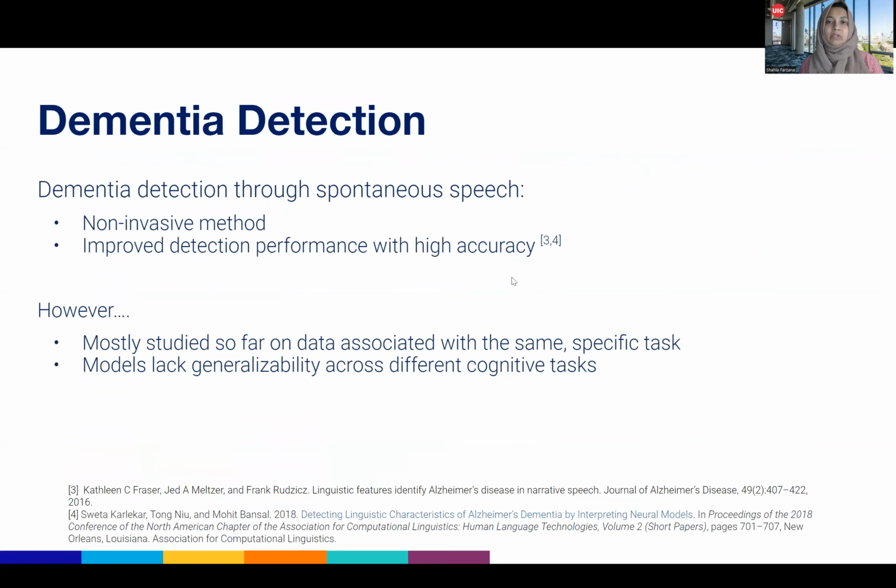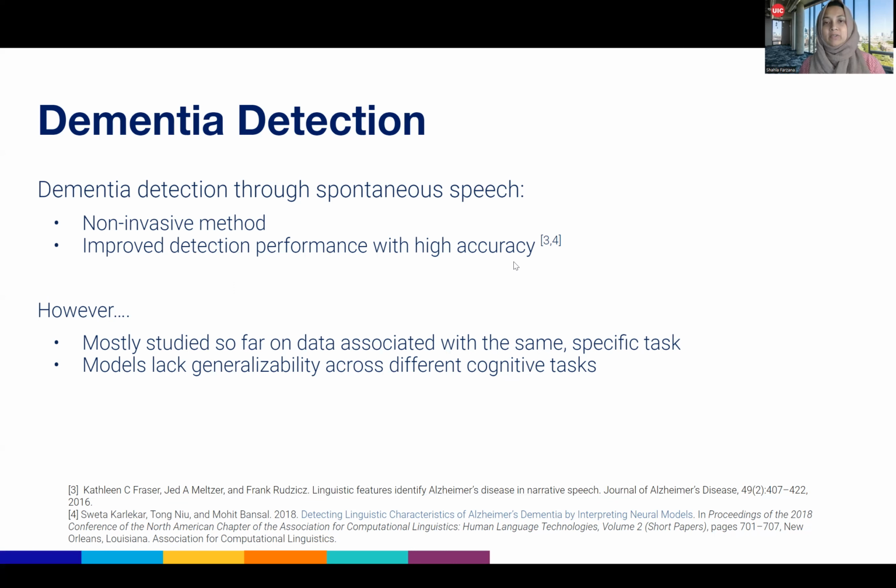Cognitive impairment and language impairment are key symptoms of dementia. There have been standardized cognitive tests and language tests administered by clinicians, and they have been used by researchers to develop automated dementia detection strategies to gain speech-based biomarkers, and it has been performed with quite high accuracy.